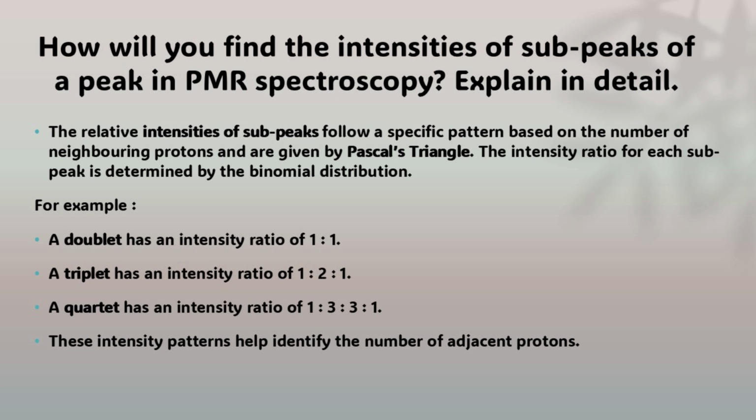The intensity ratio for each subpeak is determined by the binomial distribution. For example, a doublet has an intensity ratio of 1:1. A triplet has an intensity ratio of 1:2:1. A quartet has an intensity ratio of 1:3:3:1.